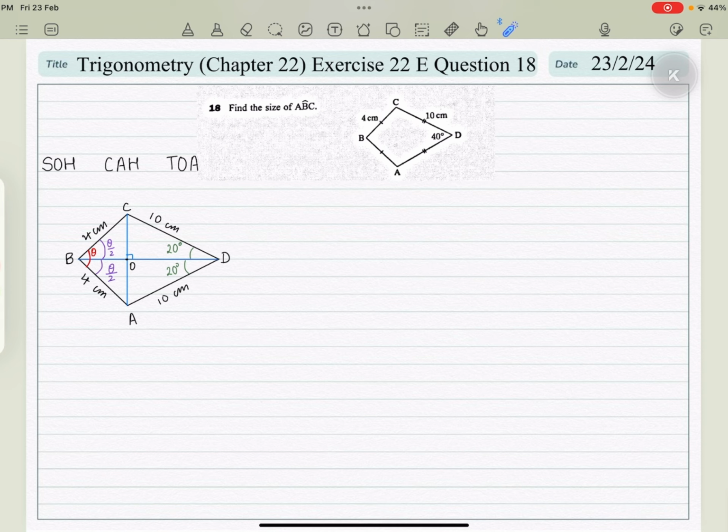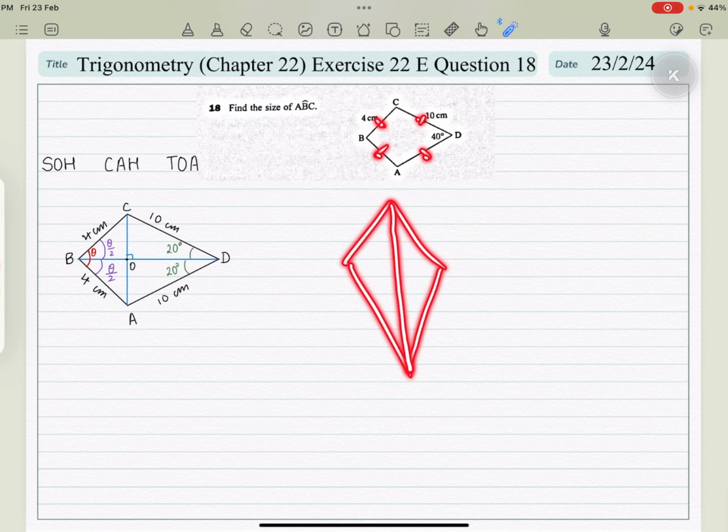So the basic concept that you need to know is, firstly, that this is a kite because it has two pairs of equal sides, so 4 centimeters and 4 centimeters, and 10 centimeters and 10 centimeters. So we know that if we draw the diagonals of this kite, they would intersect each other at 90-degree angles.